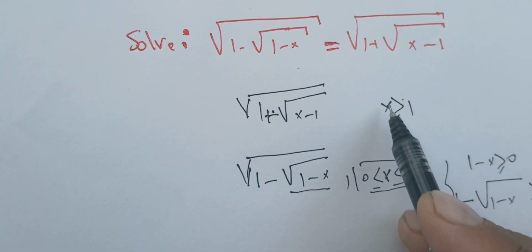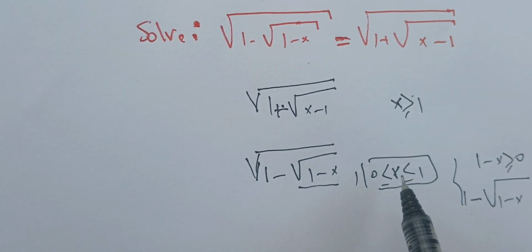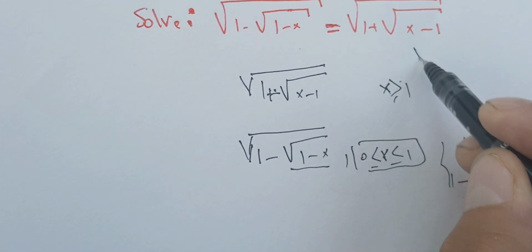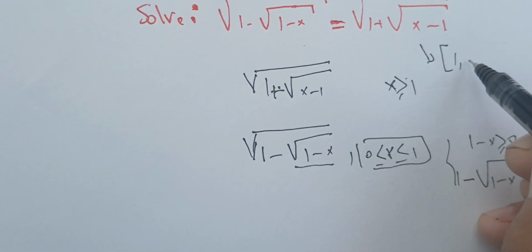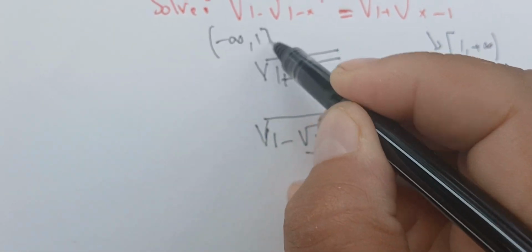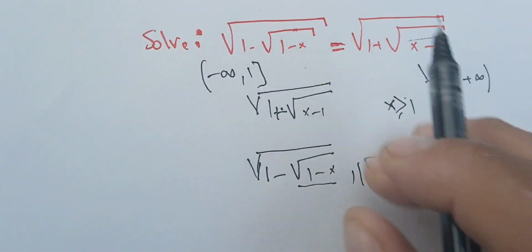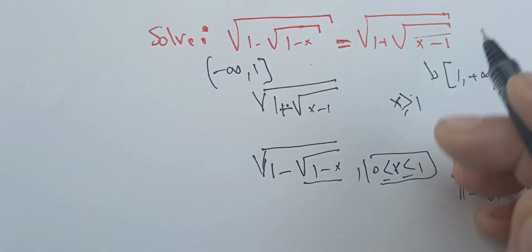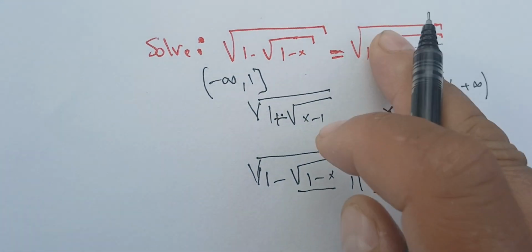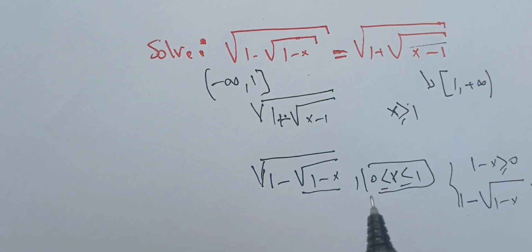Here we see that these two are defined together only when x is 1. So this one is defined on 1 to plus infinity, and this one is defined on minus infinity to 1. So these two functions are defined when x is 1, and that's the only point that they have in common. Therefore, we check that this point x is a solution.